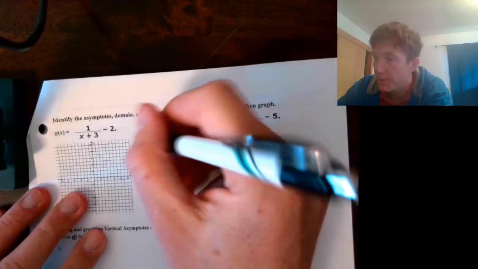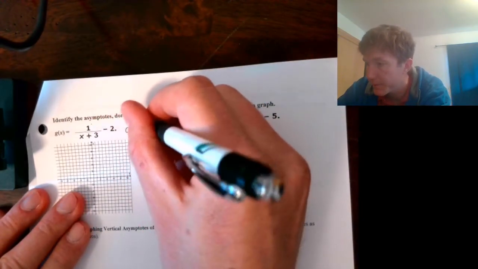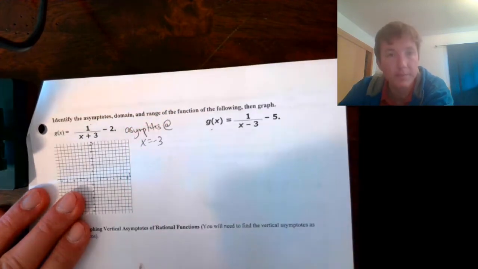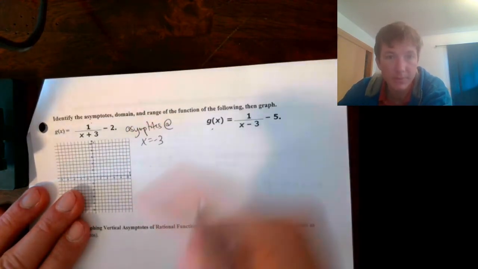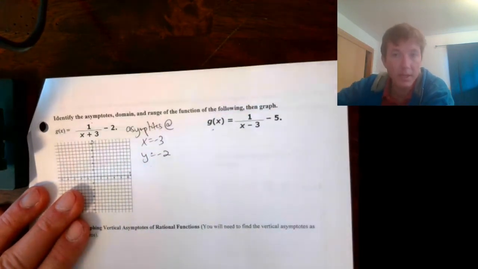So our new asymptotes are going to be at x equals negative 3, because we're moving to the left 3, and y equals negative 2, because we're moving down 2.